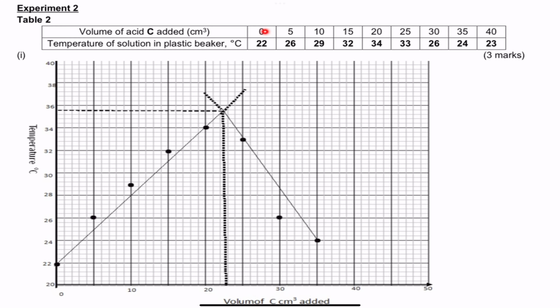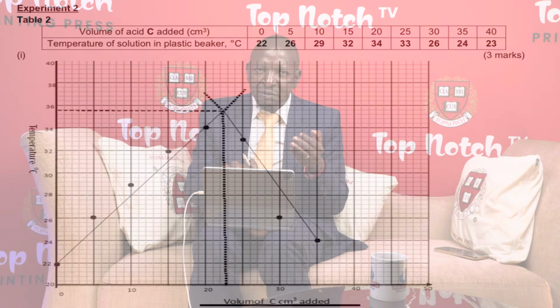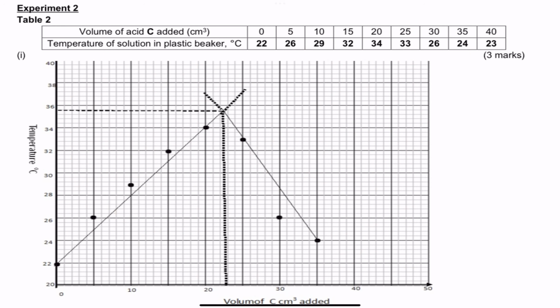So where you have not added any volume, for example, assume this is a reaction between sodium hydroxide and HCl. First of all, you start by putting sodium hydroxide in a beaker. Then you start adding hydrochloric acid little by little. At the beginning, when you have not added any volume, you get the initial, rather the room temperature, which according to this is 22. Then as we continue adding more acid, the temperature increases up to the maximum, then it starts to decrease.